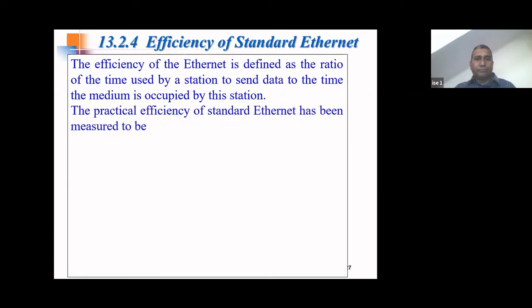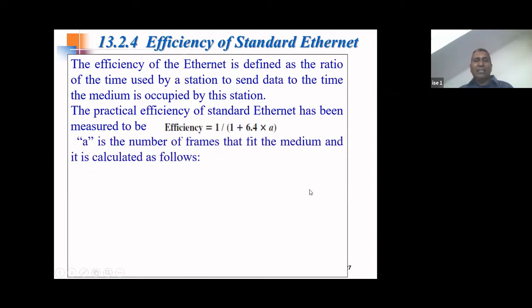So basically, this is how the efficiency of the Ethernet protocol is measured, which is taken as 1 upon (1 plus 6.4a), where a represents the number of frames that will fit in the medium. You got the idea? It is calculated as follows. a is defined by the formula propagation delay divided by transmission delay. So if you put that a value, I will get the efficiency.